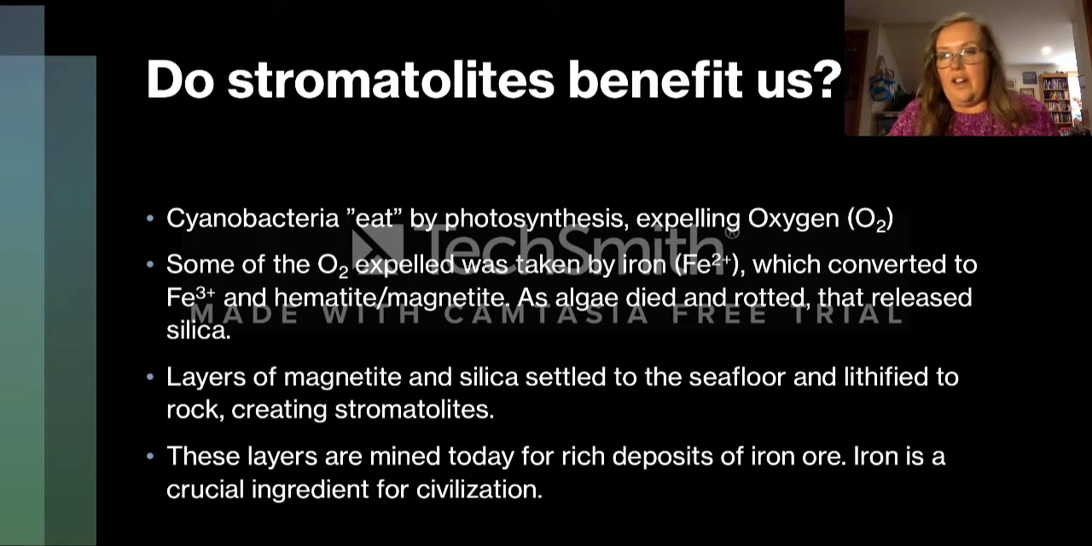And so as that algae died and rotted, it released silica, like we talked about with the lithification of sandstone and sedimentary rocks, and one variety of that silica-rich sandstone could be jasper. Those layers built up. So that jasper, the silica, as the algae died and settled to the ocean floor, and that oxygen that they took up as they were living and photosynthesizing, that got taken up by iron, and that settled to the seafloor too, and that all lithified into rock, creating stromatolites with layers of, instead of limestone, hematite or magnetite. So it was iron and oxygen, and these layers are mined today, right up to the present time, for their very rich deposits of iron ore.